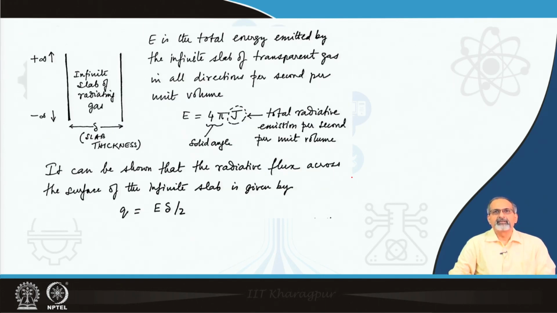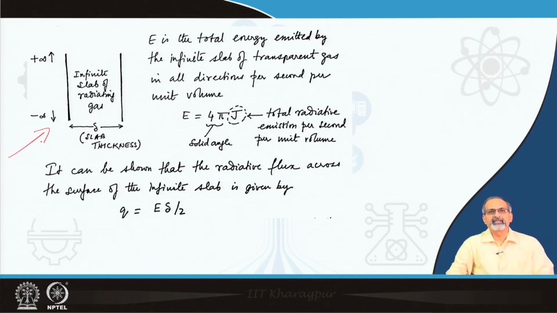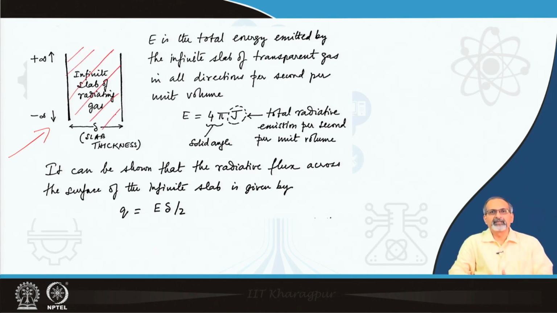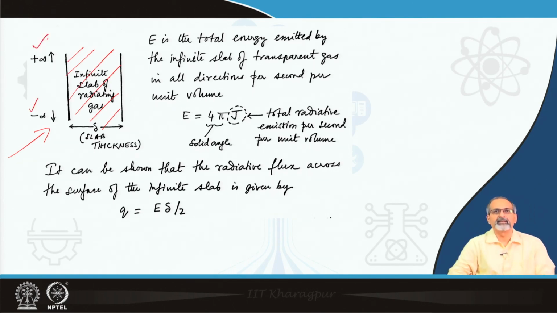E is the total energy emitted by the infinite slab of transparent gas, which we are modeling here with the basic concept that we already discussed in the previous slide. So, this is a radiating gas considered in the form of a slab of width or thickness delta and stretching to plus minus infinity in the y direction.